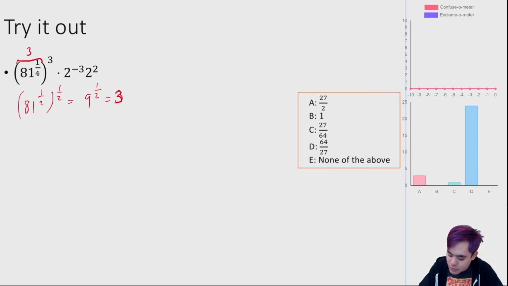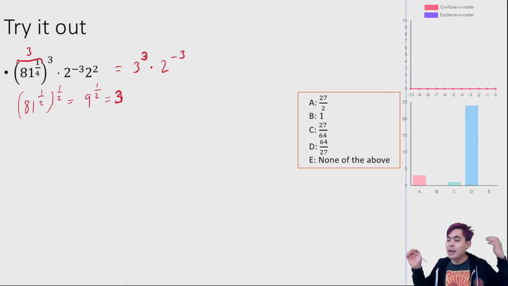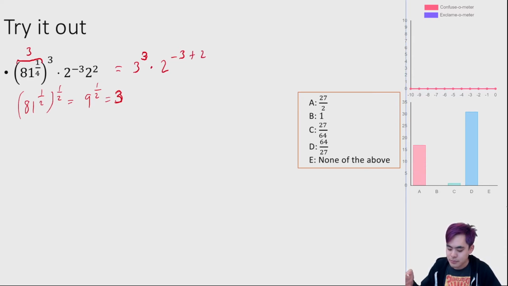So this entire thing is equal to 3 cubed times 2 to the minus 3 times 2 to the 2. But for 2 to the minus 3, when you multiply like powers together, that's the same as adding the exponents. So this is the minus 3 plus 2, right?